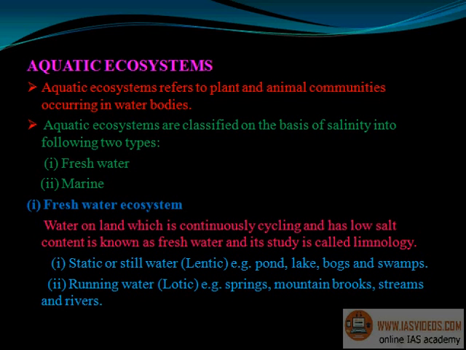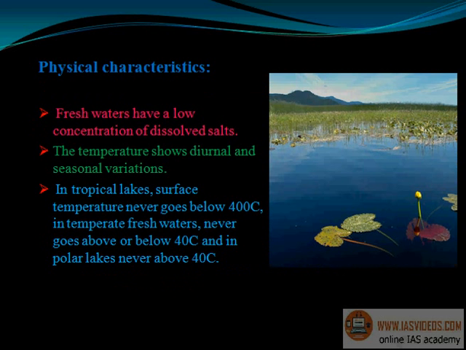Static or still water, lentic. For example, pond, lake, bogs and swamps. Running water, lotic. For example, springs, mountain brooks, streams and rivers. Physical characteristics. Fresh waters have a low concentration of dissolved salts. The temperature shows diurnal and seasonal variations.